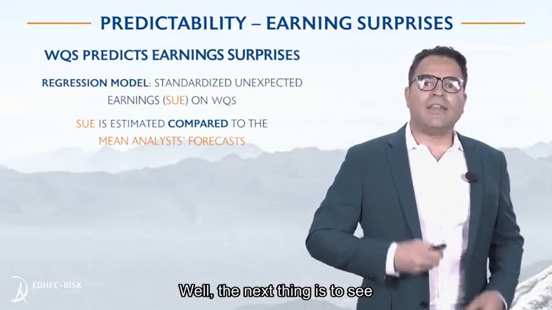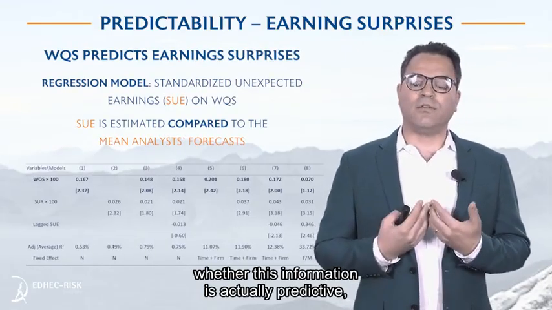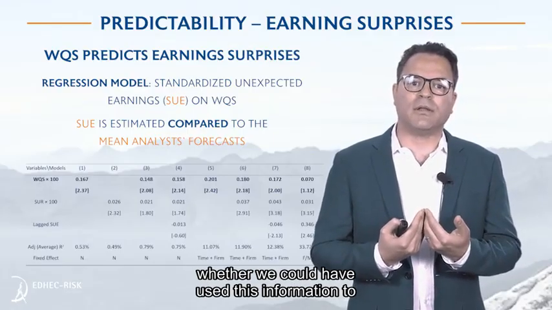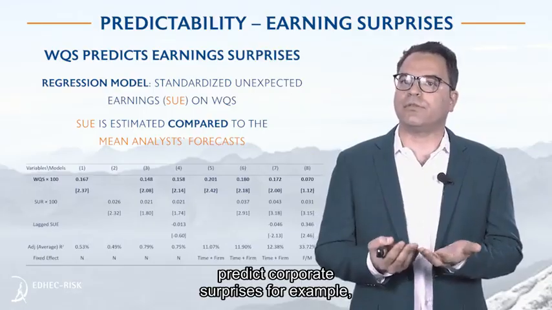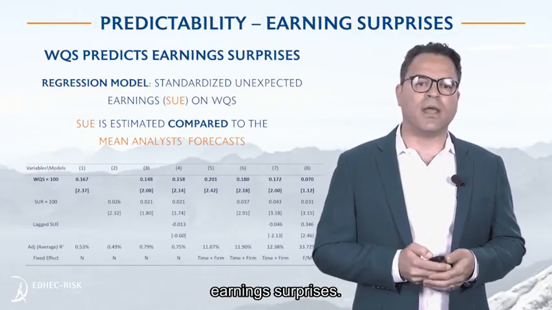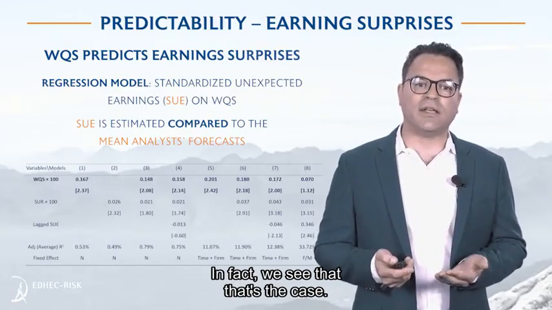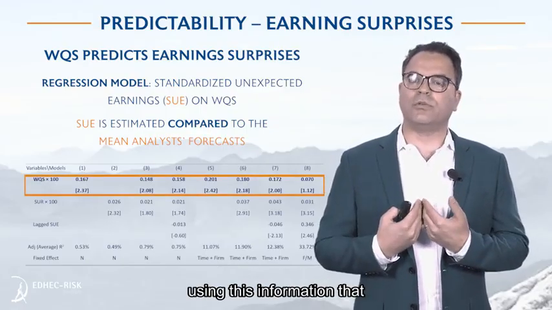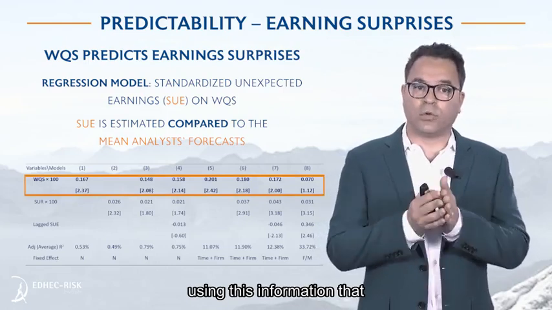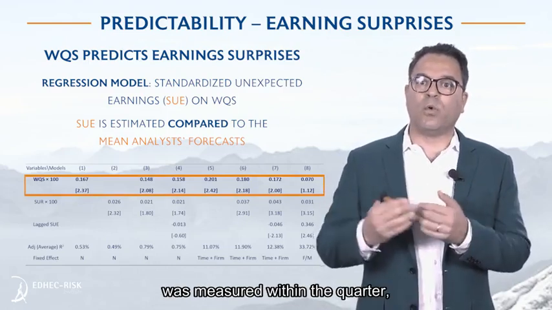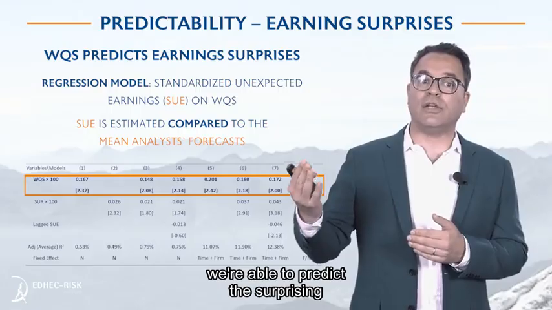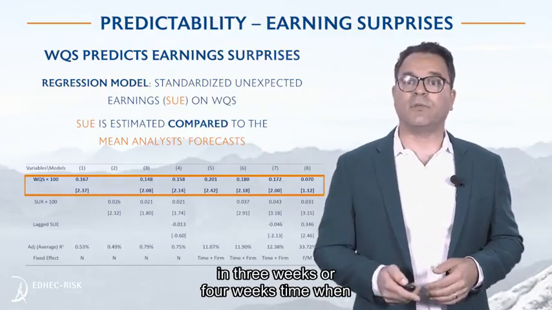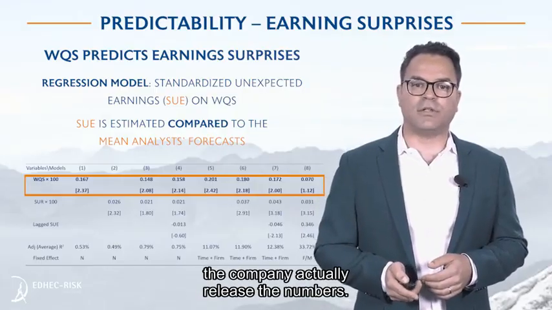The next thing is to see whether this information is actually predictive, whether we could have used this information to predict corporate surprises, for example, earnings surprises. And in fact, we see that that's the case. As we can see in the table, using this information that was measured within the quarter, we're able to predict the surprise in earnings that would be released in 3 or 4 weeks' time when the company actually released the numbers.